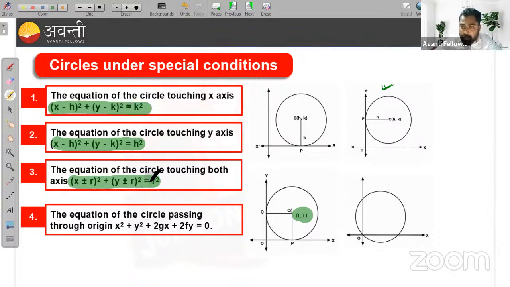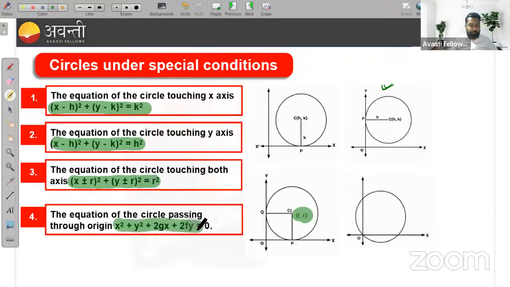Clear? Again, then the last condition is when the circle passes through origin, then the equation will be x square plus y square plus 2gx plus 2fy is equal to 0, right?